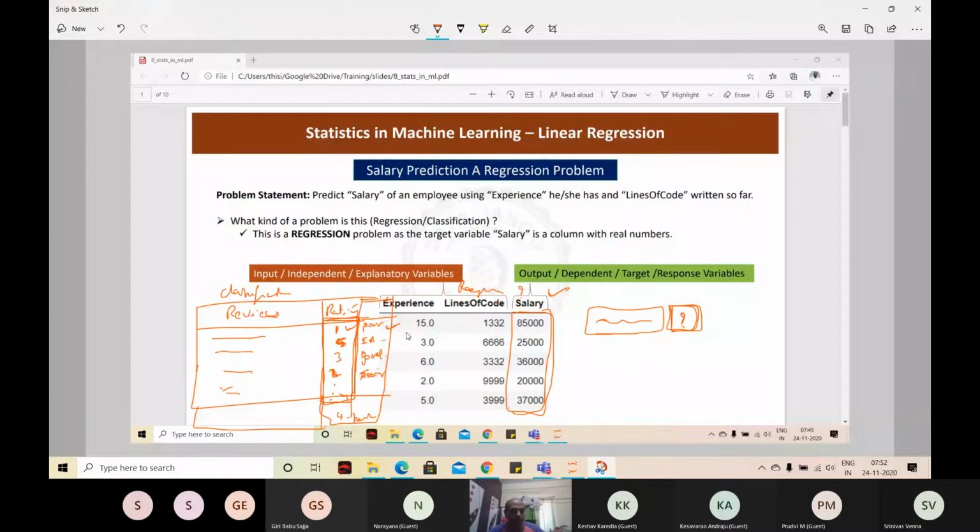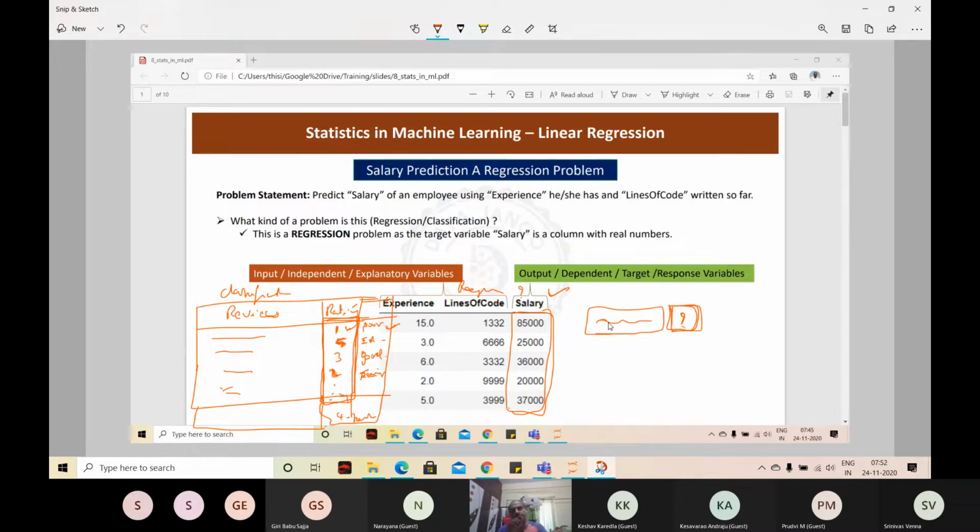So whenever you look at the data, you need to decide what the problem is, and then the appropriate algorithm should be used. For classification, there will be specific algorithms. For regression, there will be specific algorithms. Some algorithms will work for both classification and regression. Okay. So why am I trying to show you the difference clearly now?